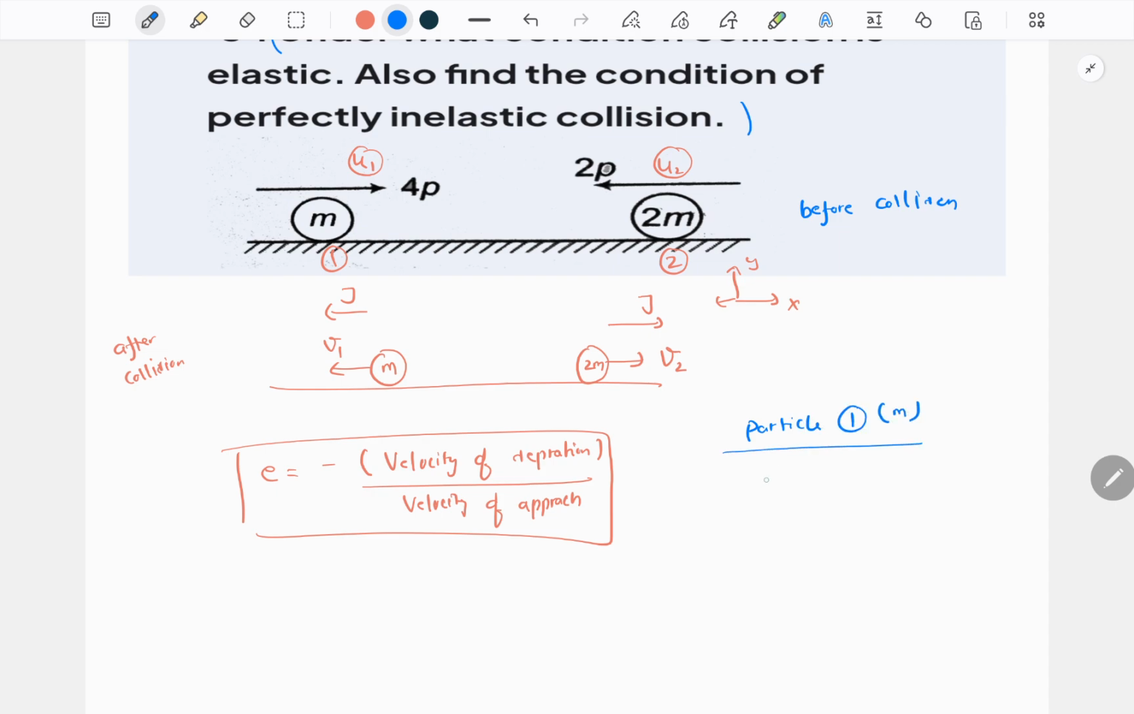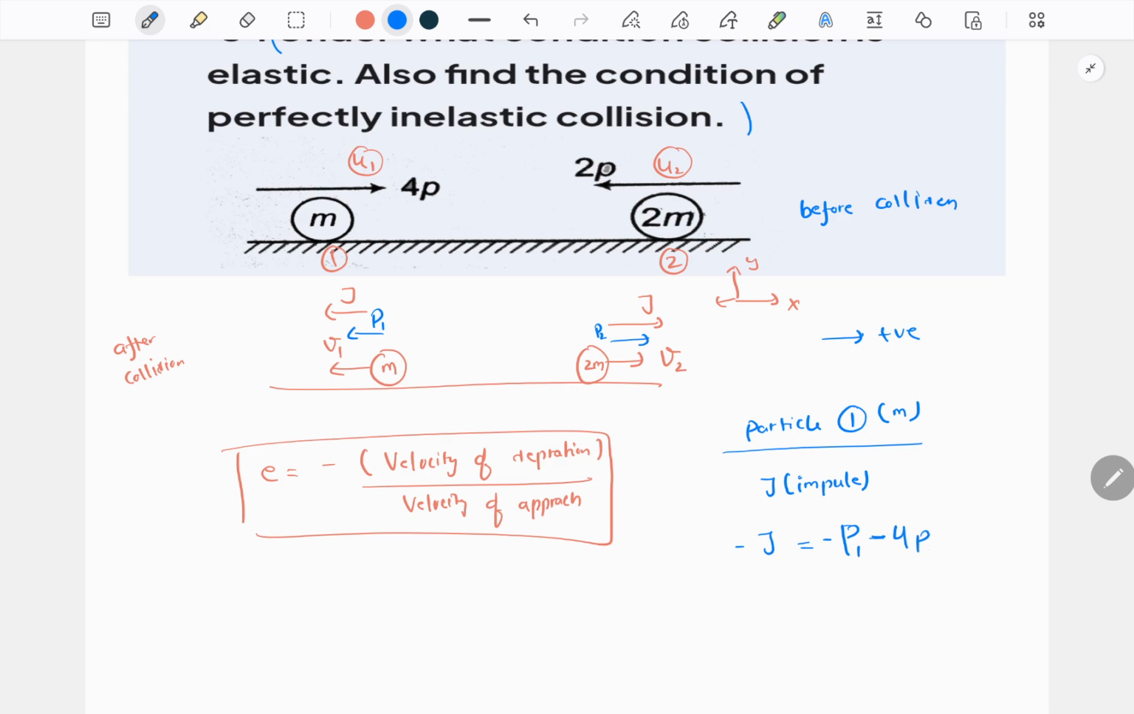The j impulse, impulse is the change in momentum, and my impulse is in the negative direction. Since this is my positive direction, what will the change be? Final momentum, suppose I am taking p1 as the final momentum, so its momentum will be p1 in this direction, and for the 2m mass particle it will be p2 in that direction. But since p1 is negative, I'll take p1 final momentum minus initial, and for the change I am putting a negative sign, so minus 4p.